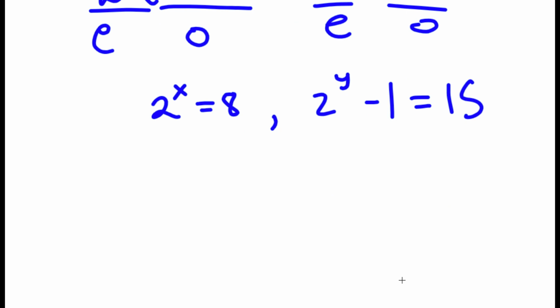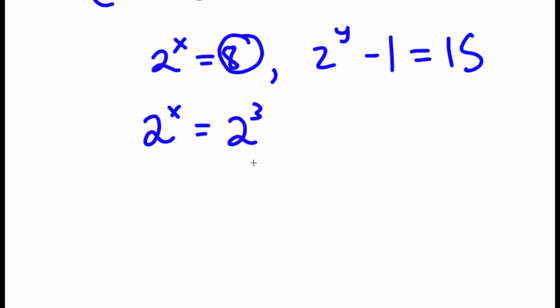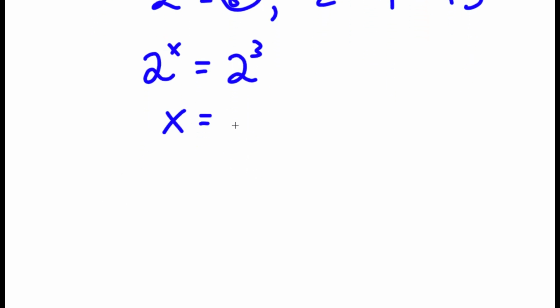So let's first start by solving 2 to the power of x equals 8. 8 is the same thing as 2 to the power of 3. So now I have 2 to the power of x is equal to 2 to the power of 3, and this means that x is equal to 3.